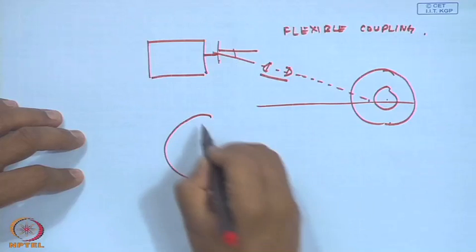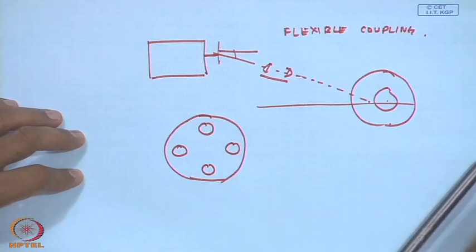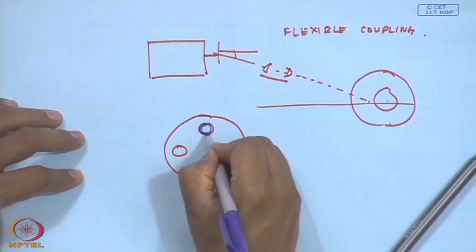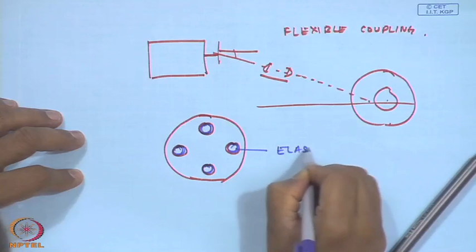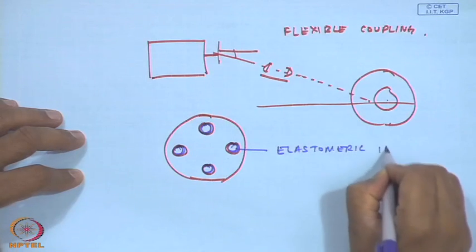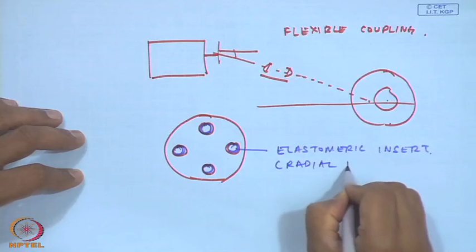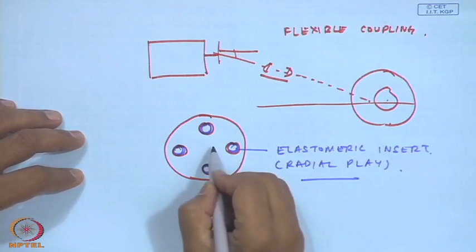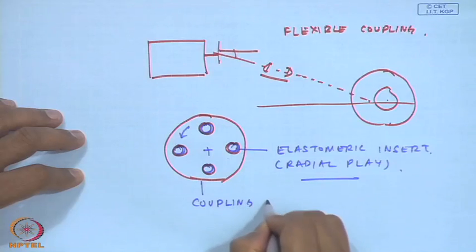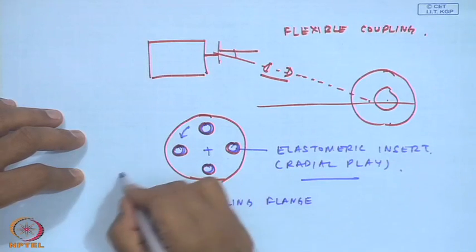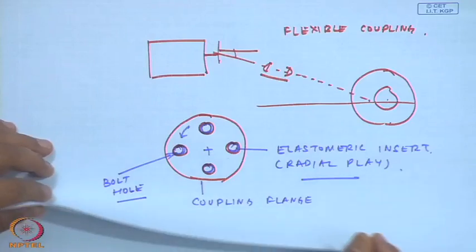In the flexible coupling, if you look at the bolt holes, I am just drawing 4 bolt holes. In every bolt, there will be provision to have an elastomeric insert, okay, which can take a little bit of radial play and reduce the amount of misalignment. These are kept in the machines to take care of that.